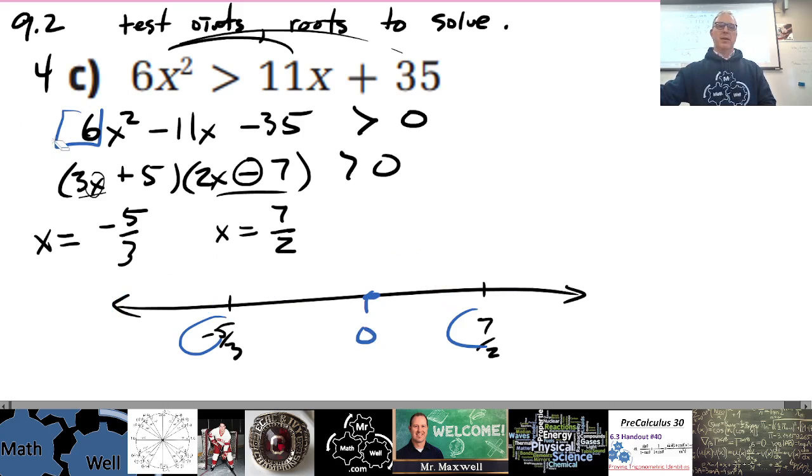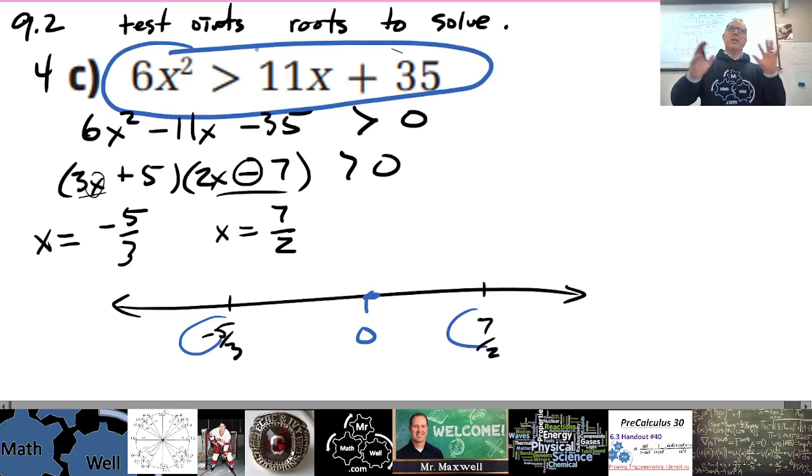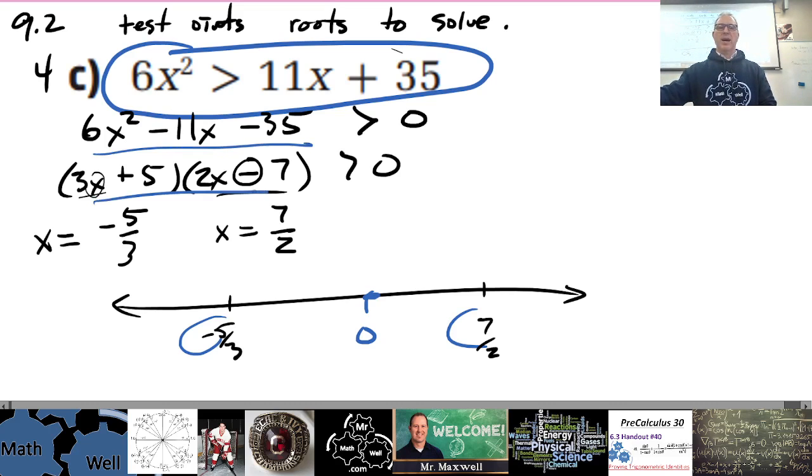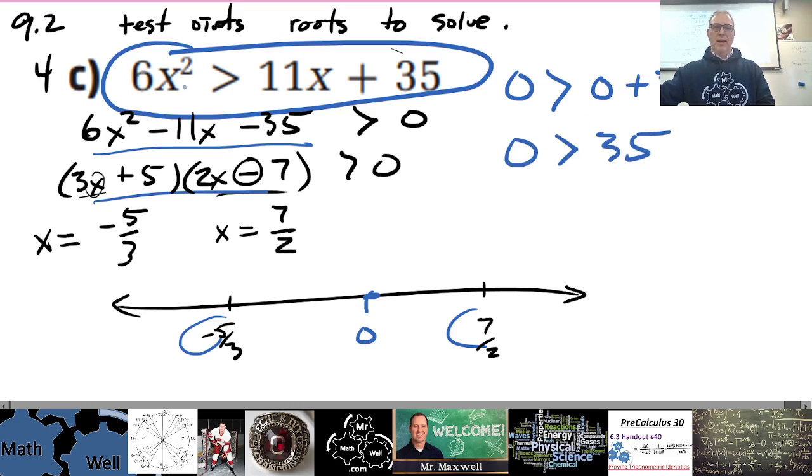I'm going to see if that makes the original inequality true. I go with the original because I haven't moved anything around yet. If I've made an error in the rearranging and I check there, I could lead myself to a false answer. So if we go 0 is greater than 0 plus 35, that's 0 is greater than 35. Is that true? No. So it looks like this inequality is not true in the middle, but is true on the outsides.